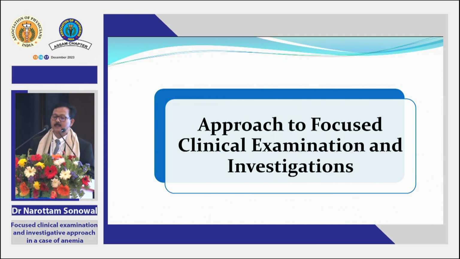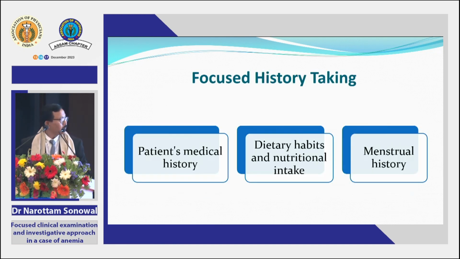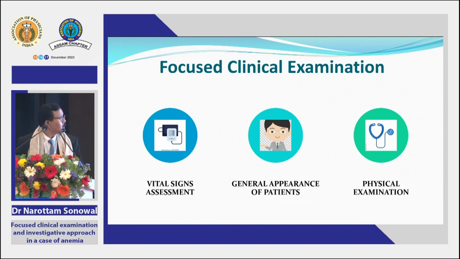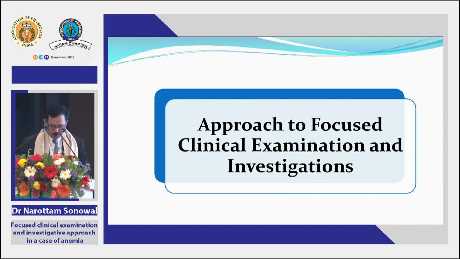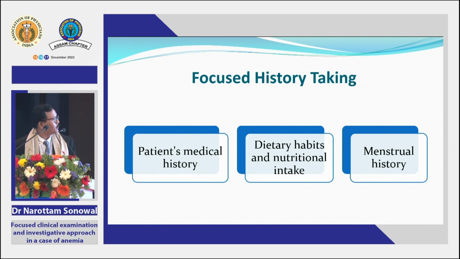So with this focused approach to the clinical examination and investigations, first of all, a focused history is very important. The patient's medical history, the dietary habit and nutritional intake, as the various causes of anemia are due to dietary habits, so it is very important. Then menstrual history, as the female reproductive age group is more prone to develop anemia, that's why a thorough menstrual history is very important.